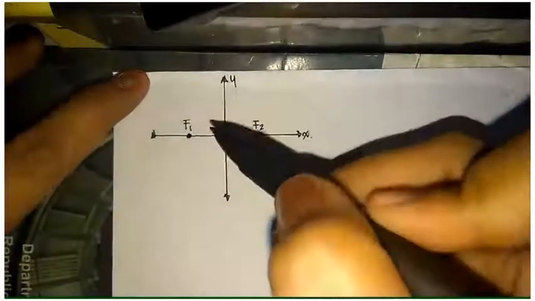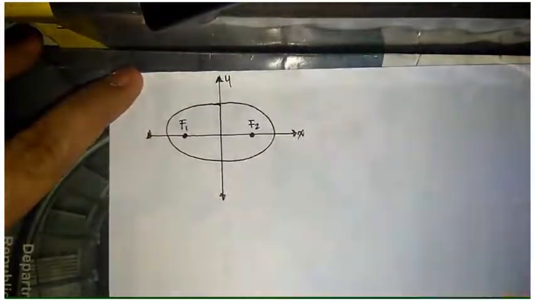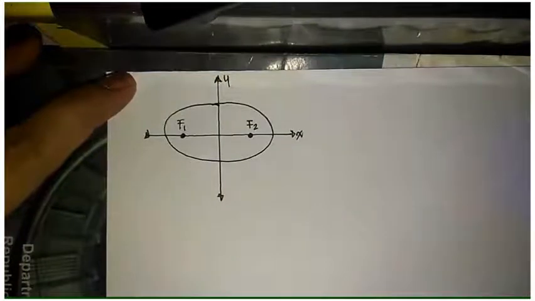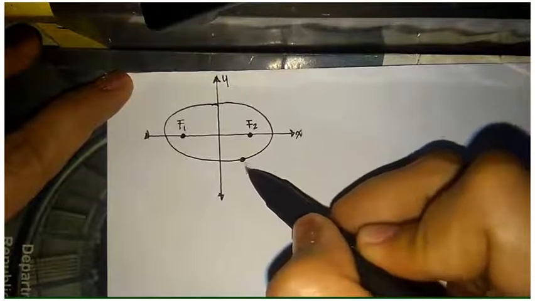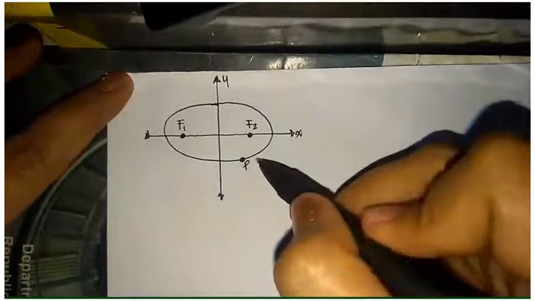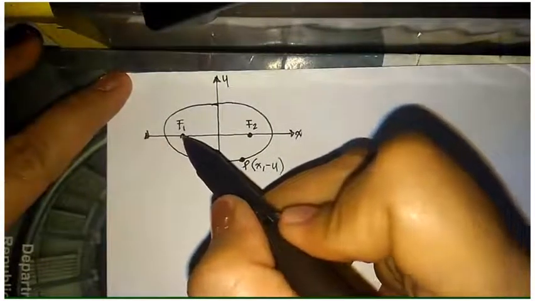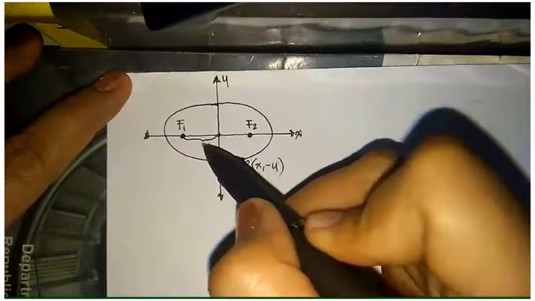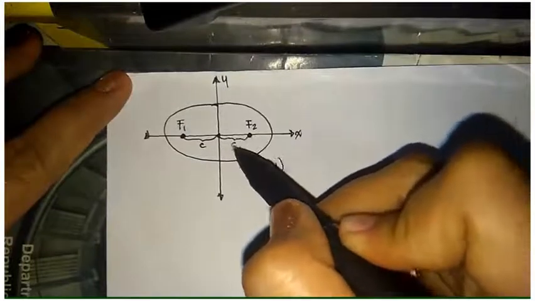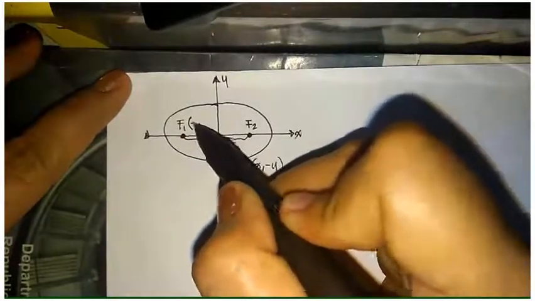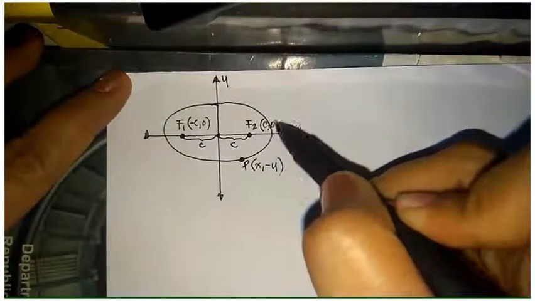Let me draw the ellipse. Let us say our ellipse is this. So let that be our ellipse, and let this be our point on the ellipse, point P. Point P has coordinates x, y. Alright? So if the distance from the focus to the center of our ellipse is c, and so is this, then the coordinates of F sub 1 would be negative c, 0, and F sub 2 would have the coordinates c, 0.